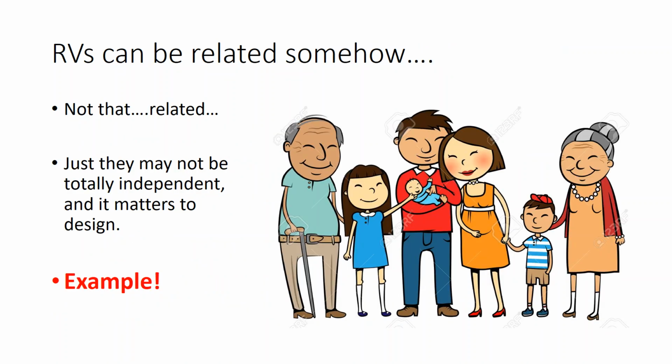The reason is that random variables can be related somehow. I mean, not this kind of related like a family. It's like they might not be totally independent. For example, if you think back to when we generated random variables using Matlab, using a normal distribution, and then maybe another one with a non-normal distribution, when you generate one, it doesn't really know what's going on with the other one, so they are totally generated independently.